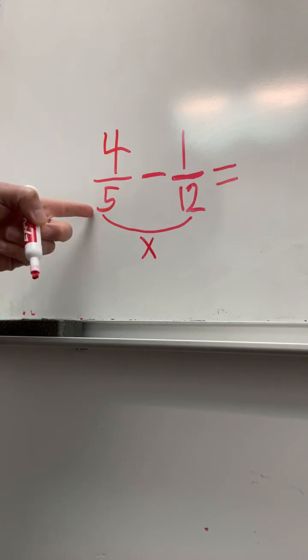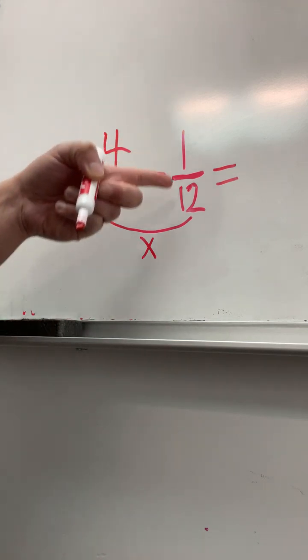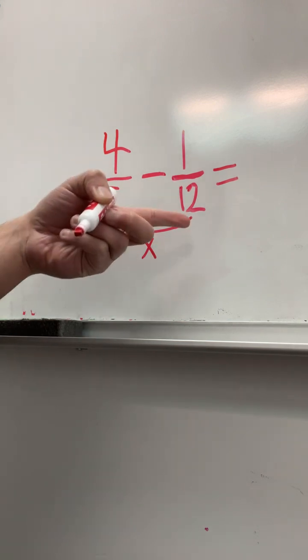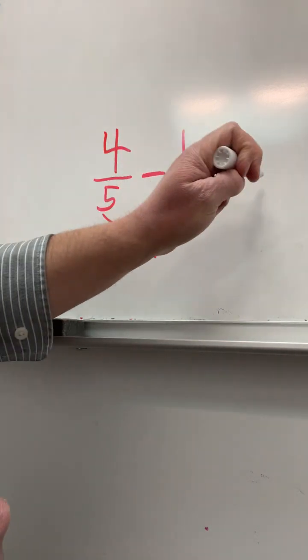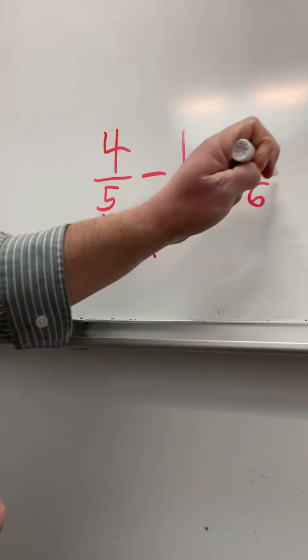The denominator in 4/5 is 5. The denominator in 1/12 is 12. So we're going to multiply 5 times 12. 5 times 12 equals 60.